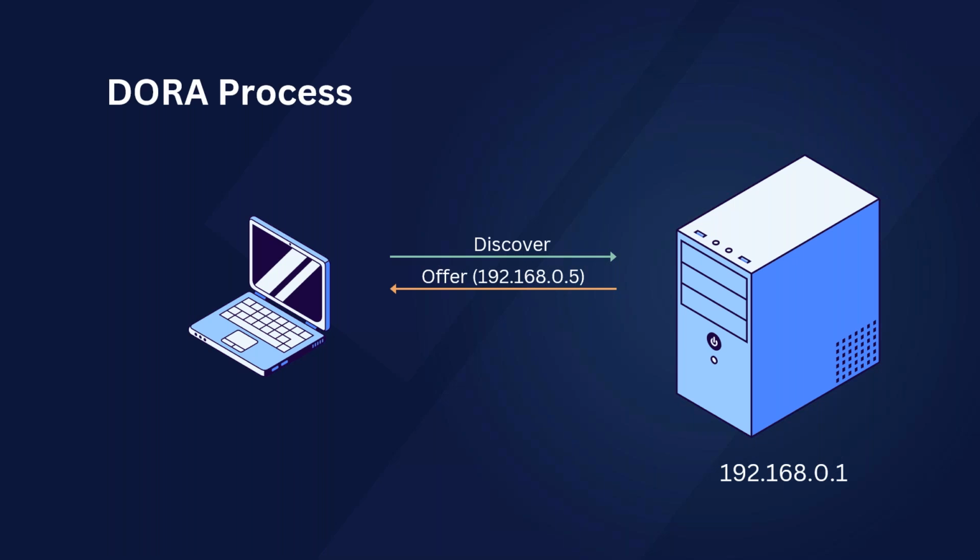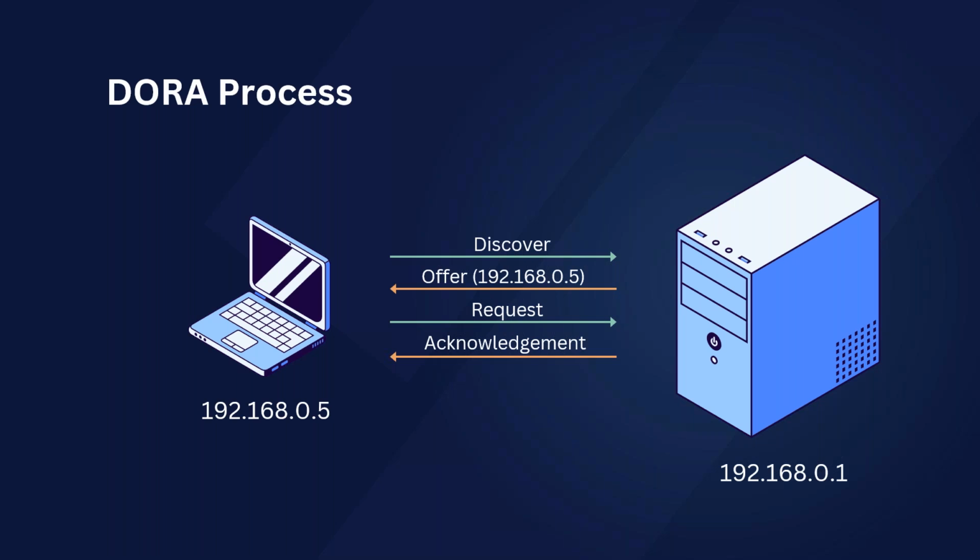And when that offer is made, the client says, hey, thanks for reaching out to me. I request you to allocate that IP to me and assign it to me, and do not give it to anyone else. Okay. And for that request, your DHCP server acknowledges it. So it sends a final confirmation called acknowledgement. And with that acknowledgement, your device gets that IP assigned, 192.168.0.5. And all of this happens in a snap. Within a few milliseconds, this whole process occurs.